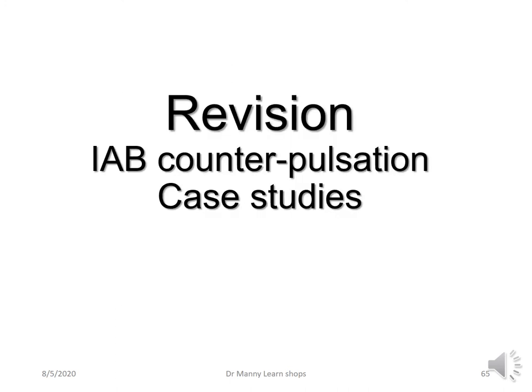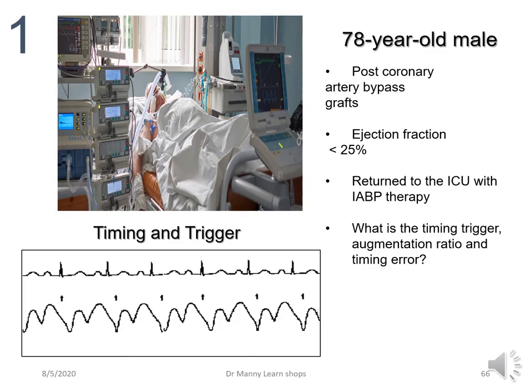Okay, now let's review with some case studies. See what you've picked up. This is a 78-year-old male, post coronary artery bypass graft surgery. He's got an ejection fraction coming off the table of less than 25%. He returned to the cardiac surgical intensive care on an intra-aortic balloon pump. Look at the waveform. What is the timing trigger? What's the augmentation ratio? And is there a timing error?